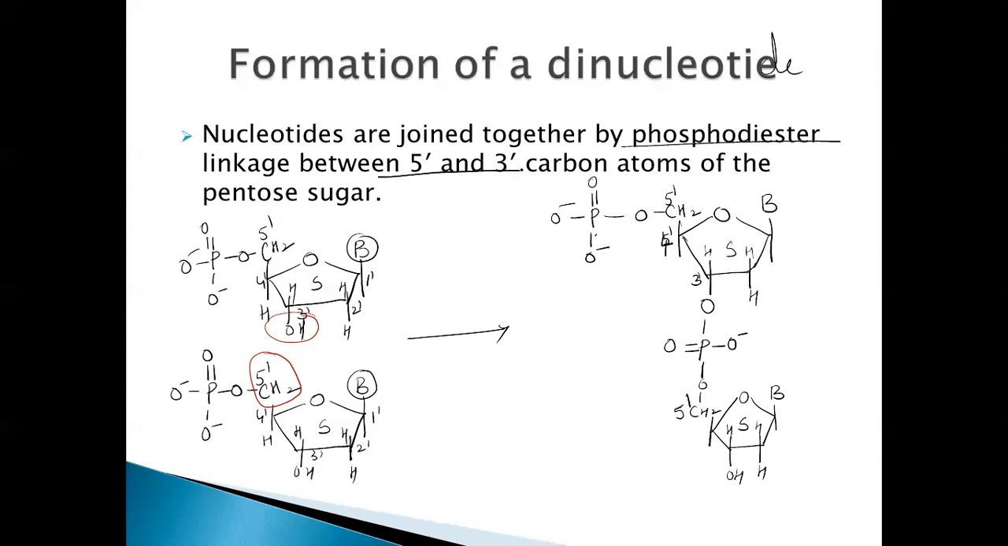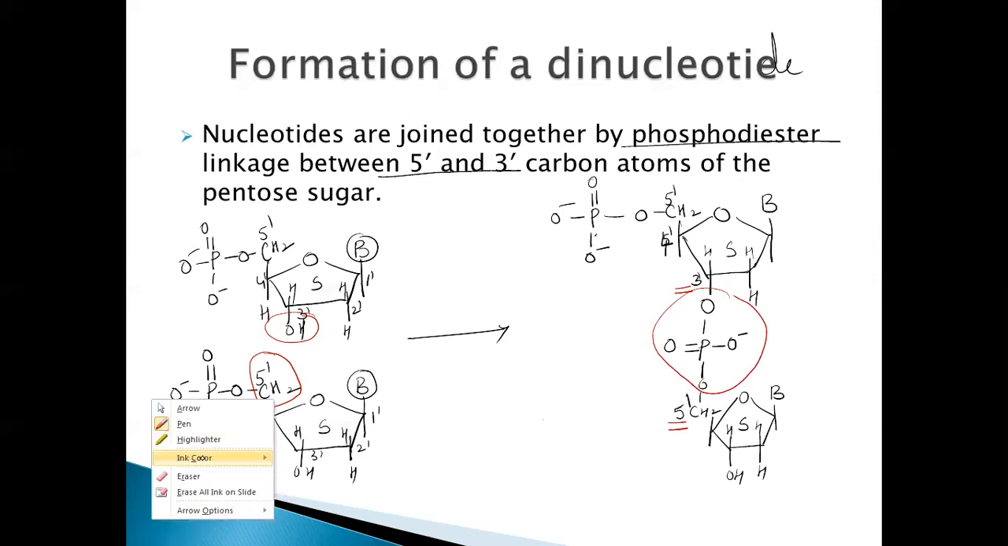Right. Between how this phosphodiester linkage is being formed? This linkage is being formed by joining the 3' carbon atom of one nucleotide with the 5' carbon atom of another nucleotide. So I'll show you with the red pen. So this is phosphodiester linkage, which is being formed in between what? 3' of one carbon atom and the 5' of another carbon atom. Right. So this is how all the nucleotides are connected by means of 5', 3' linkages, resulting in the formation of long polynucleotide chain here.